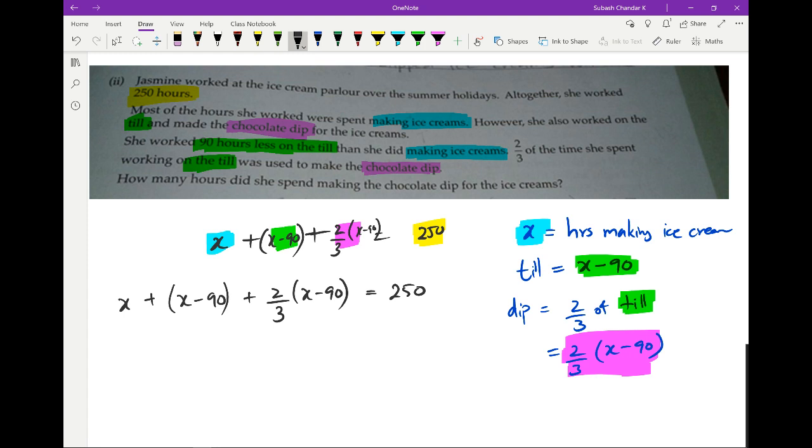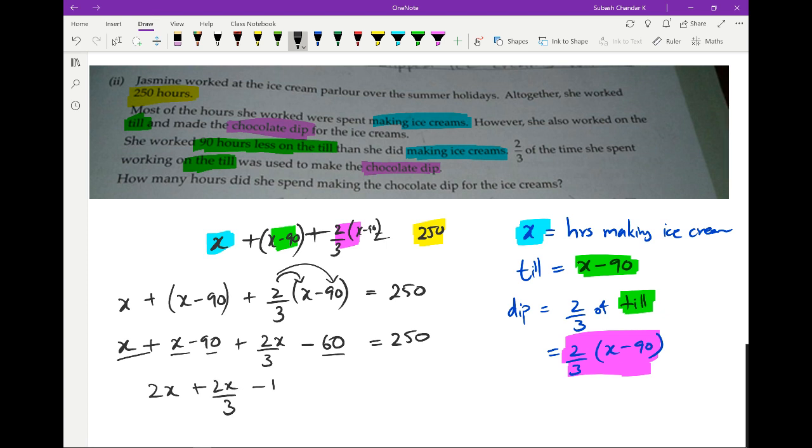All right, let's go through this and try to work it out. What we've got is X plus X minus 90 plus 2/3 times X, which is 2X over 3, and then 2/3 times minus 90 is negative 60. All of this is equal to 250. Now we have to collect our like terms. X and X make 2X, plus 2X over 3, and then minus 90 and minus 60 makes minus 150, and that's equal to 250.